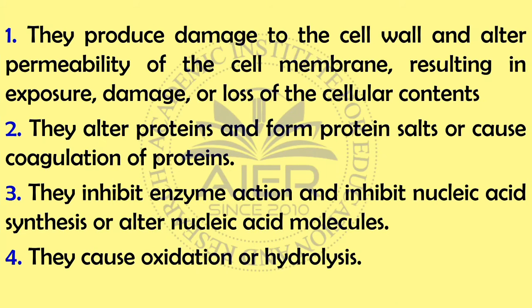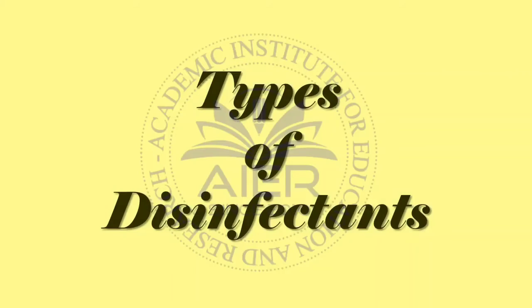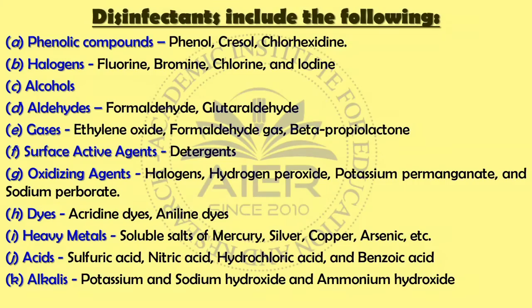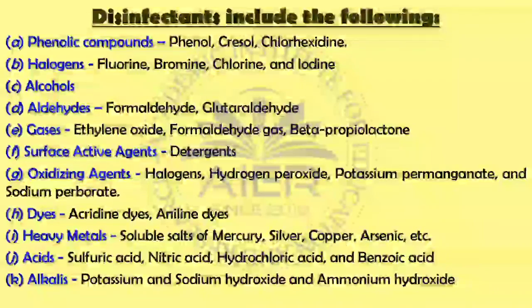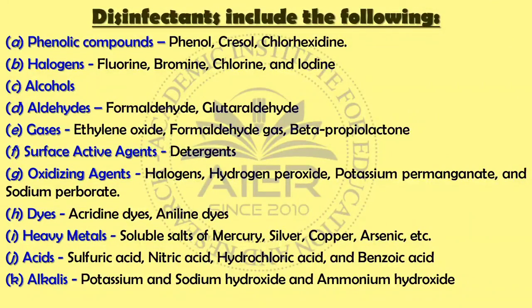Action of the disinfectants: they produce damage to the cell wall and alter permeability of the cell membrane, resulting in exposure, damage, or loss of the cellular contents. They alter protein and form protein salts or cause coagulation of the proteins which are present within the microorganisms. They inhibit enzyme action and inhibit nucleic acid synthesis or alter nucleic acid molecules. They cause oxidation and hydrolysis also. Now, what are the different categories of disinfectants? Now, here is a list of the disinfectants. Okay, it includes phenolic compounds, halogens, alcohol, aldehydes, gases, oxidizing agents, dyes, heavy metals, acids, and alkalis.